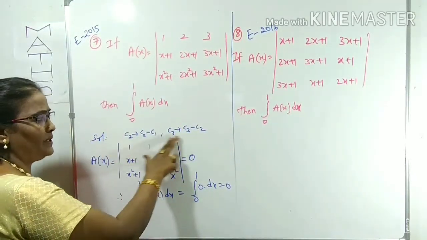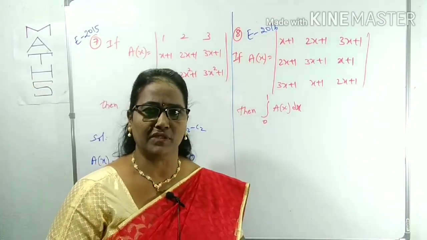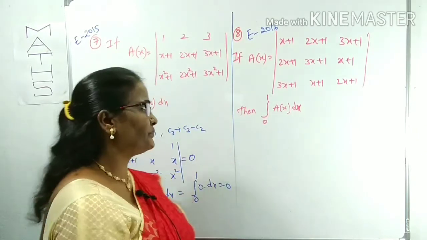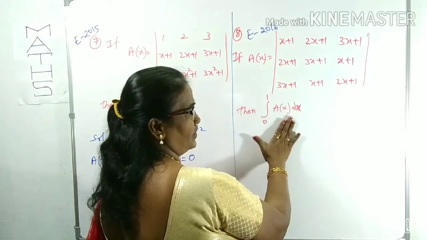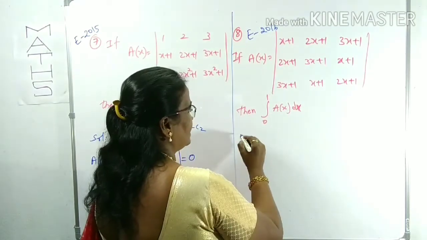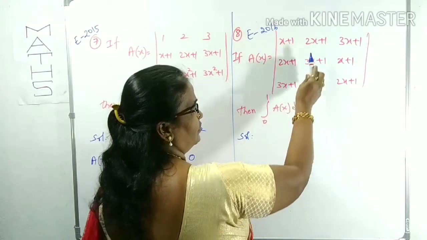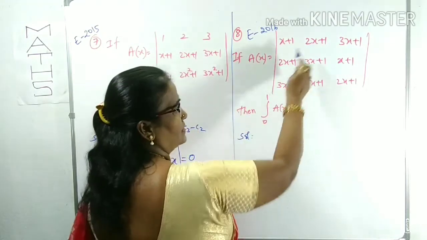Here I used simply elementary column transformations. Now look at the next question. Here also A of x is given and the integral of A of x is asked. For this I am doing a few steps like this. Same way, column or row also we can use. Better, I am using the columns only here also.